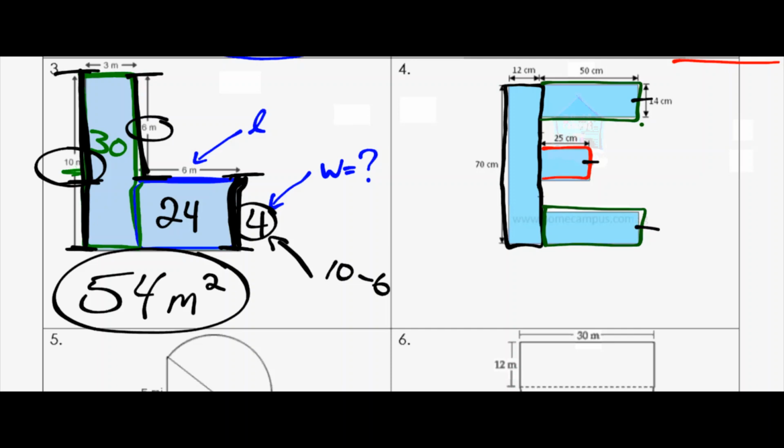So if I see that I have this mark on that 14, and then I have that mark again there, that means that's also 14. And this is also 14. I also know that this is 50.